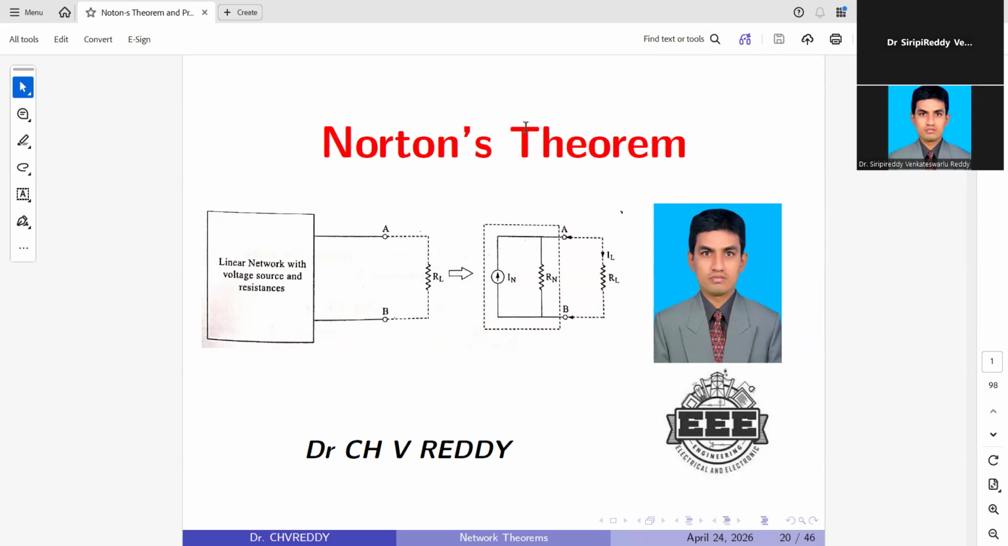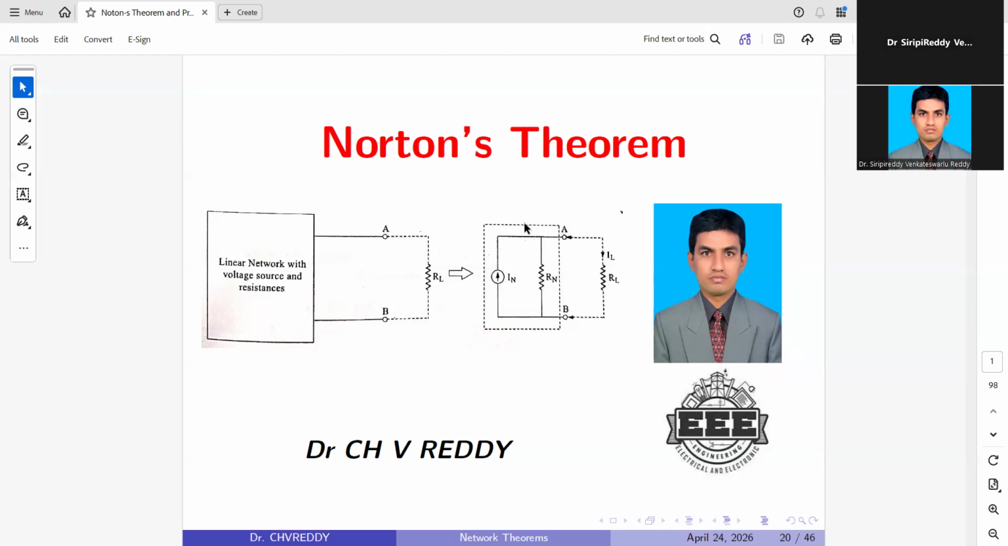So, in this Norton's theorem, what I am going to cover is: who invented Norton's theorem, what is the statement of Norton's theorem, and to find the current flowing through the load resistance, what are the steps we need to follow. Those things we are going to see.